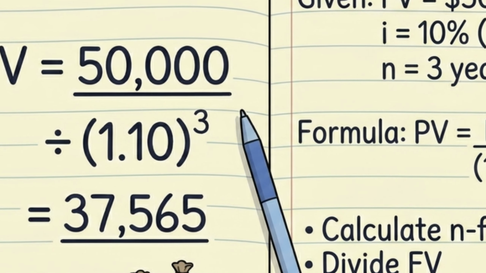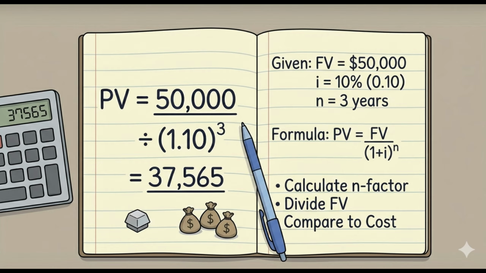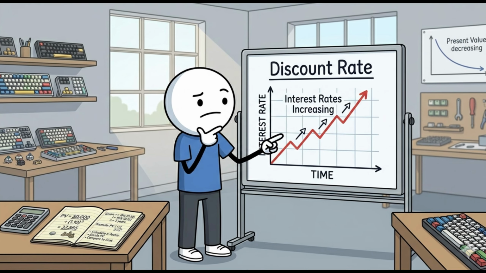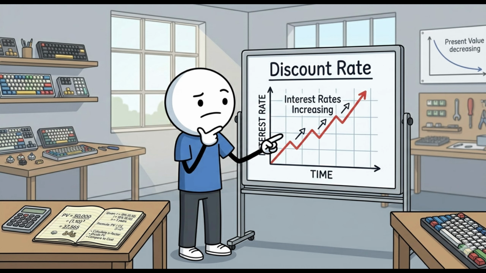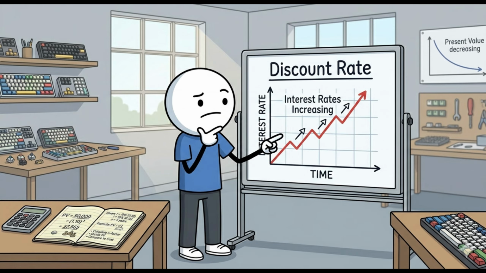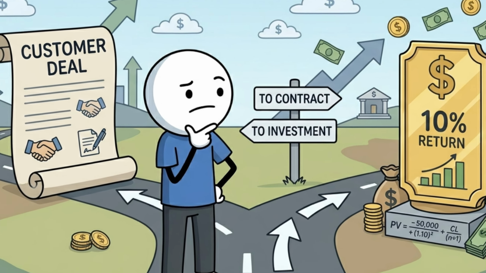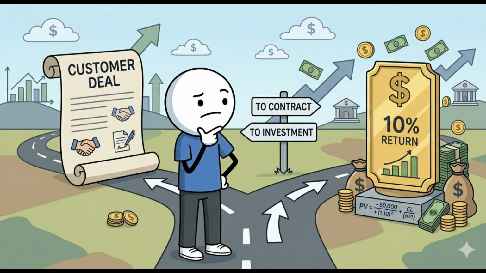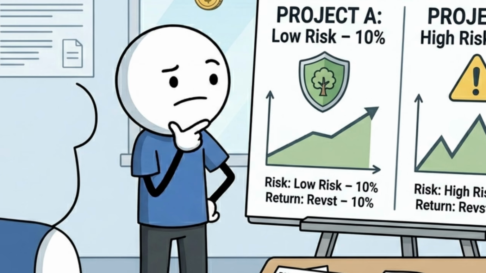This process is called discounting, and the interest rate is often referred to as the discount rate. Choosing the right discount rate is the most important part of John's job as a financial manager. The discount rate represents the opportunity cost of capital. It's the rate of return John is giving up by accepting this specific deal instead of investing his money in the next best alternative.